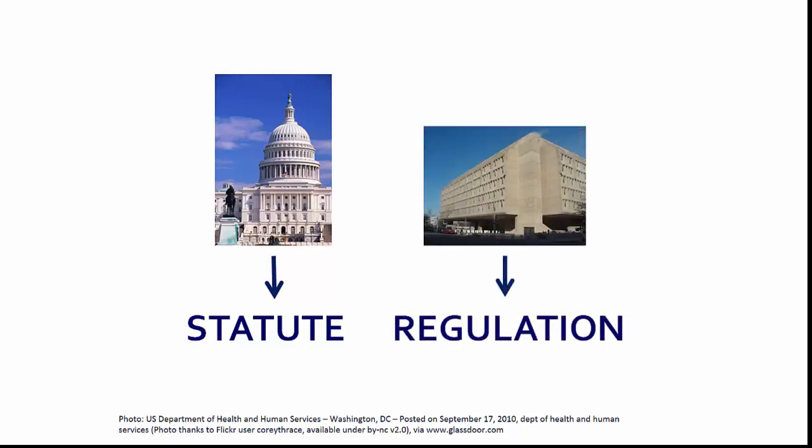A regulation is derived from the executive branch of government. Federal agencies create regulations to implement the statutes passed by Congress. In other words, you need a statute before a regulation can be promulgated.